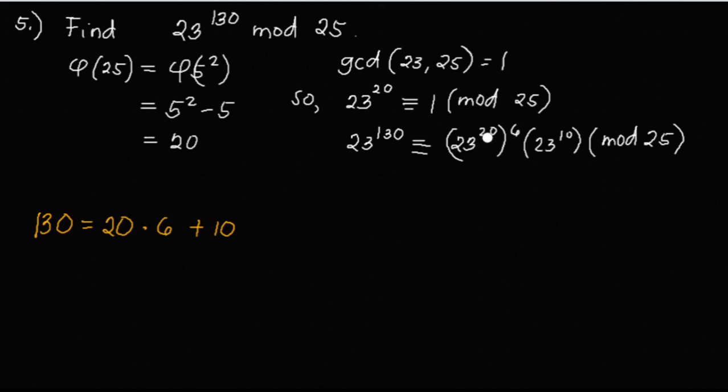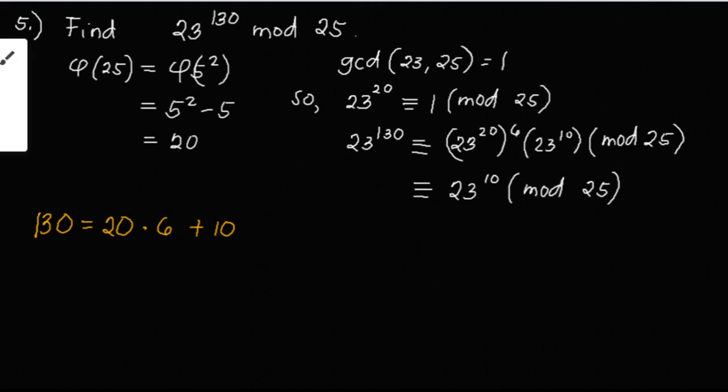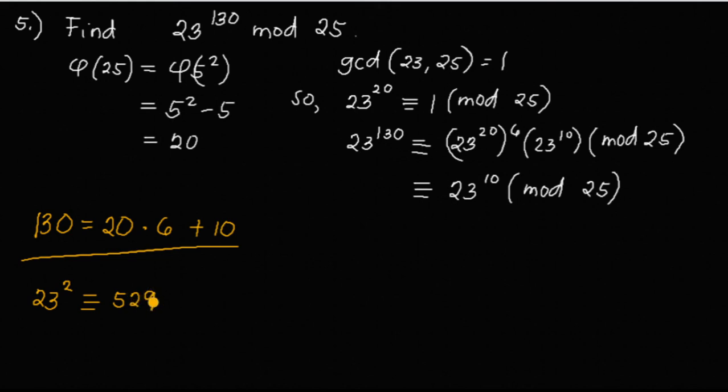Now, alam na natin ito ay 1, 'di ba? So, ang maiiwan na lang is 23 raised to 10 mod 25. And ang laking number pa rin ito, hindi pa yan kaya ng calculator, 'di ba? Hindi pa kaya yan. So, again, pwede natin siyang paliitin. Okay? Pwede nating paliitin yan, no? So, 23 i-raise natin sa 2. Yan. So, ang 23 raised to 2 is equal to 529. Tama? And if we divide it by 25, that will give us a remainder of 4.